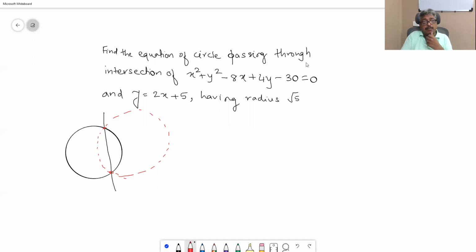Find the equation of the circle passing through the intersection of x² + y² − 8x + 4y − 30 = 0 and y = 2x + 5, having radius √5. Something like this. We have been given a circle and a straight line. You are supposed to find the equation of the circle.